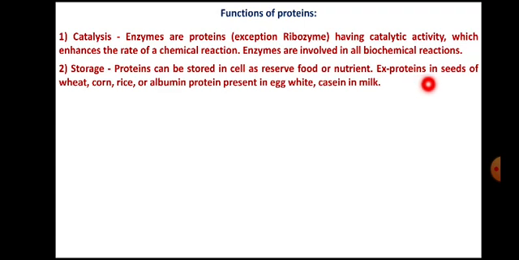Examples are the proteins present in the seeds of wheat, corn, rice, albumin protein which is present in egg white, and casein in milk. All these are examples of storage proteins, and all of these are sources of bulk protein.